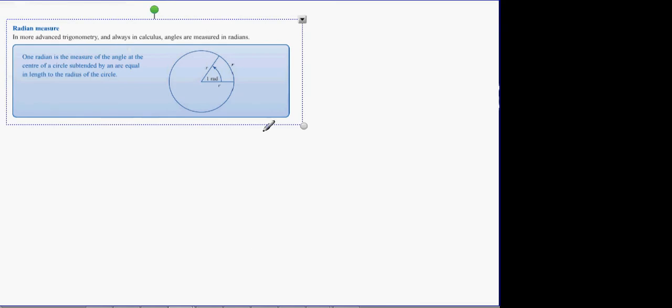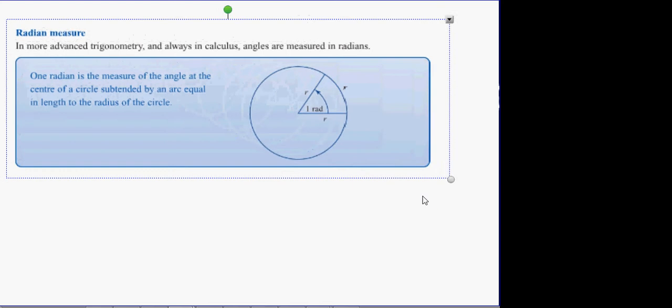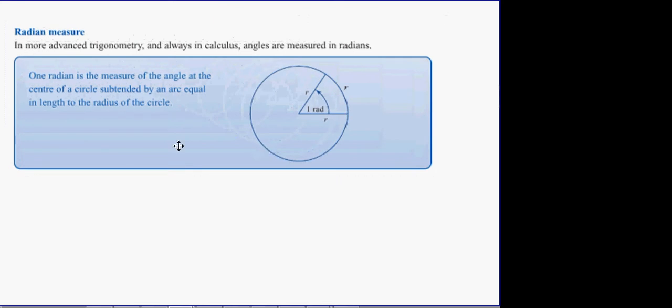So, in today's class, we're going to be using radian measurements, okay? Now, one radian is the measure of the angle at the center of a circle subtended by an arc equal in length to the radius of the circle. So an example would be this.